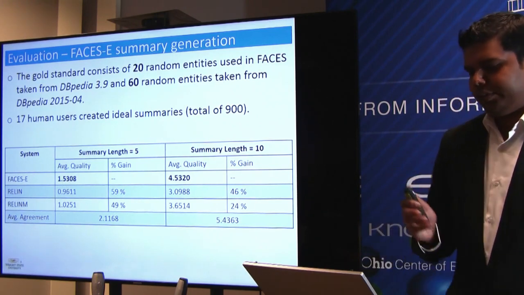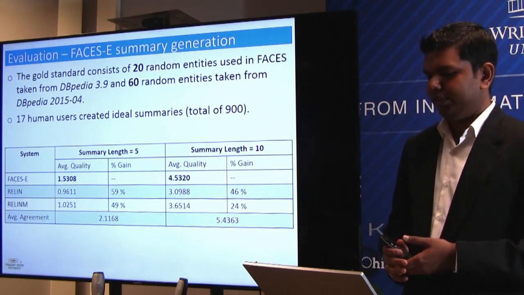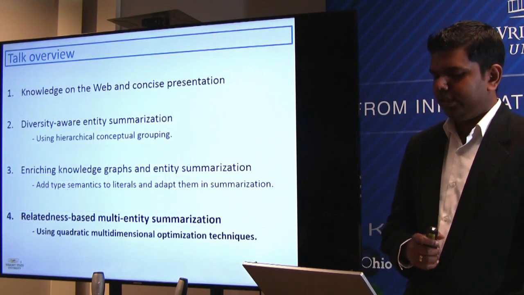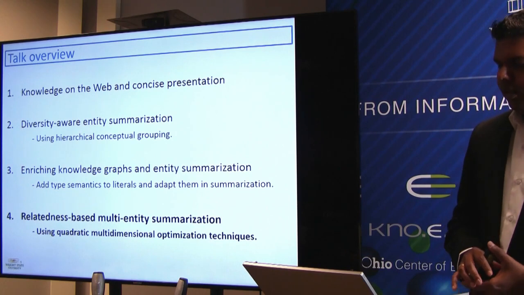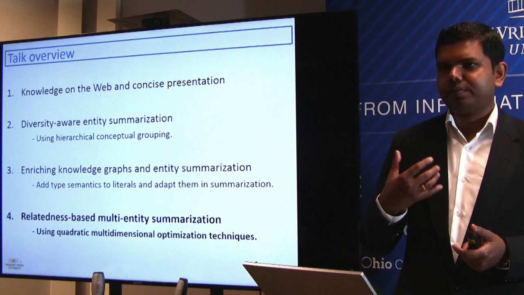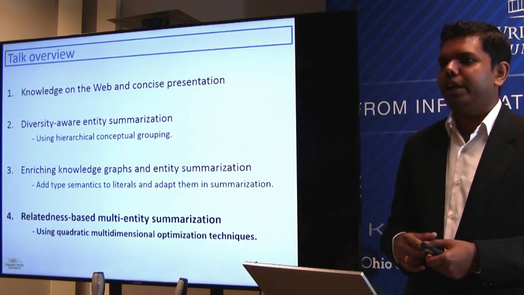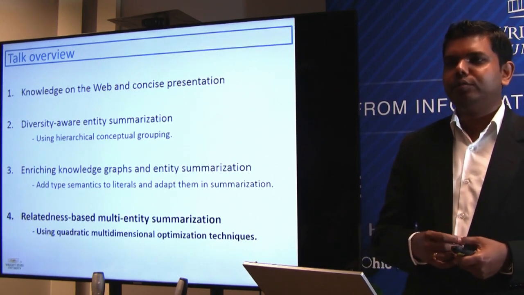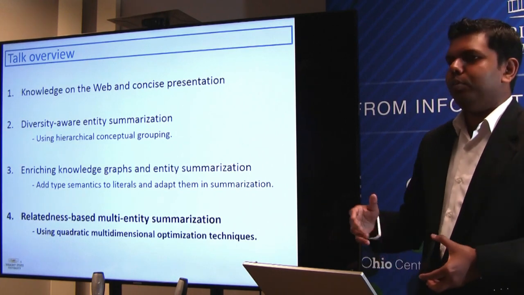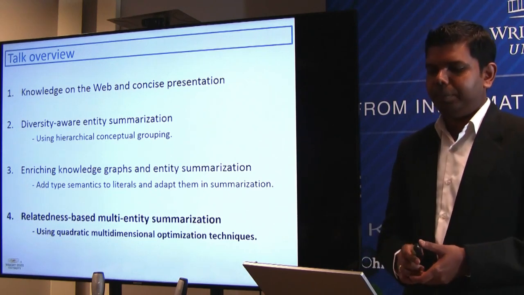So this is about our second approach, and this was published in ESWC 2016. So going to the last part, for the first two parts we were looking at single entity summaries, and now we are looking at whether we can generate entity summaries for a collection of entities. That means processing more than one entity at a time to get the benefit of relatedness between them.